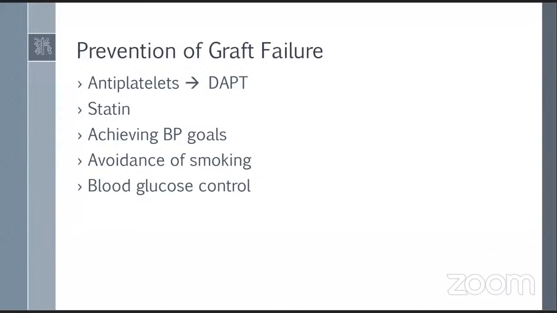The second thing is statins. Our LDL target is to have the LDL less than 100 milligrams per deciliter. Also, we have to achieve blood pressure goals because high blood pressure can cause intimal hyperplasia, and avoid smoking and control blood glucose.